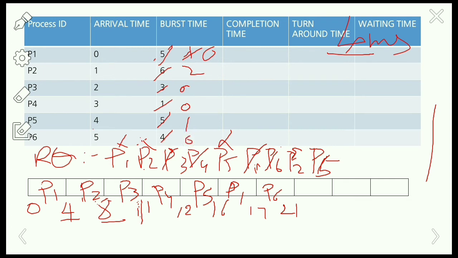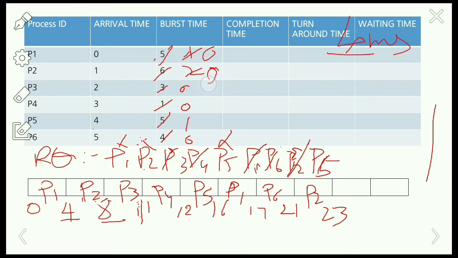Now what are the remaining processes available here? P2 and P5, right? P2 will be allowed to execute for 2 units of time. Since the burst time available is less than the time quantum, we execute based on the burst time only. So P2 executes for 2 units of time, that is 23. P2 has finished the execution, so it will become 0.